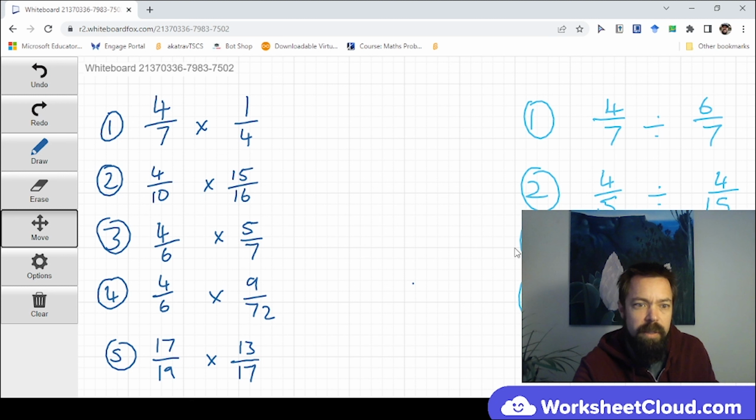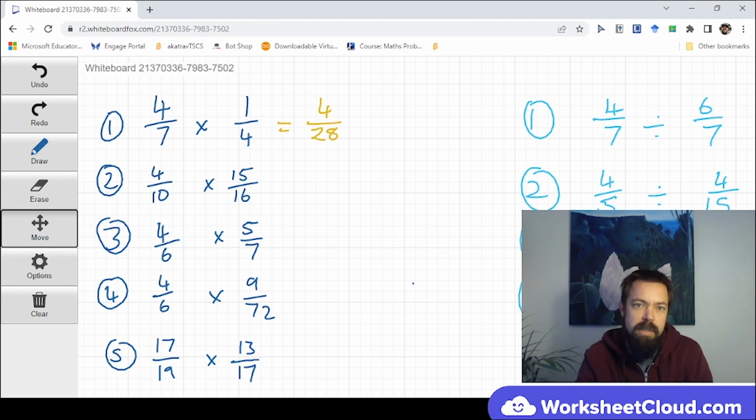Okay, so ignore what I've got on the right-hand side. That's for later on, but let's have a look at what I've got on the left. I've just picked some common fractions, and we're going to have a look at why it is we cross-cancel. So I'm going to not cross-cancel first with the first one. If I look at that 4/7 times 1/4, it's top times top, 4 times 1 is 4, and bottom times bottom, 7 times 4 is 28.